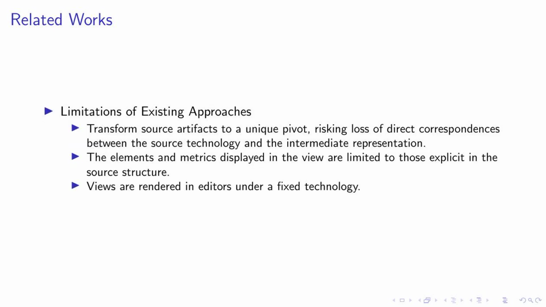In this slide, we delve into the limitations of existing approaches in the field of software visualization and metrics modeling. Firstly, these approaches often transform source artifacts to a unique pivot. This can lead to a loss of direct correspondences between the source technology and the intermediate representation, making it difficult for others to understand. Secondly, the elements and metrics displayed in the view are limited to those explicit in the source structure. This restricts the user's ability to define new structural elements needed for facilitating software comprehension tasks. Lastly, these approaches render views and editors under a fixed technology, limiting their adaptability to different views specification frameworks. These limitations highlight the need for a more flexible and comprehensive approach, which we aim to address in our work.